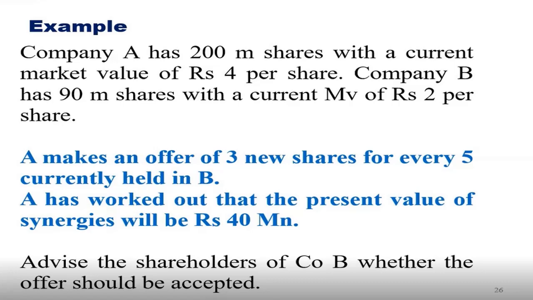Let me quickly explain because of the time. Now let's say company A has 200 million shares. Each share is 4 rupees. The value of the company is 800 million. Company B, on the other hand, has 90 million shares. Per share is 2 rupees. So the value of the company is 180. And then they say if they are going to take over, there is going to be a synergy benefit. Another 40 million can be added. So it's going to be 180 plus 40, a total of 220 million.